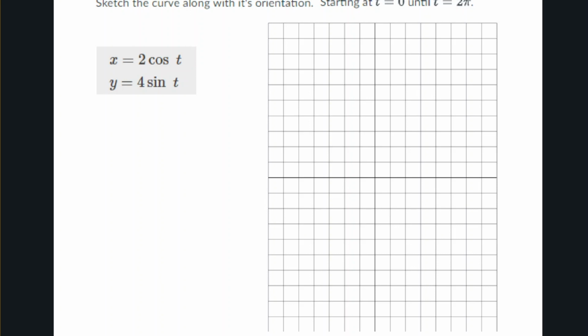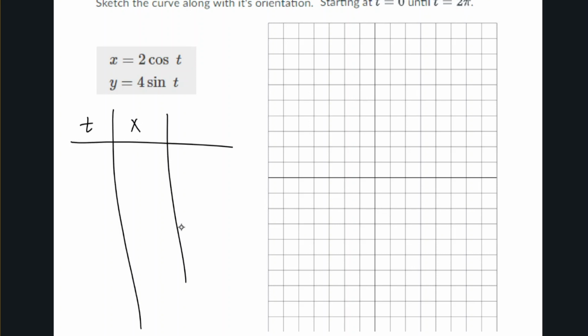So here we're asked to sketch this curve along with its orientation for a parametric curve given the x and y values. And I notice 0 to 2 pi, this is in radians, so make sure your calculator is in radian mode. So I need to make my chart of my t values, my x values, and my y values.